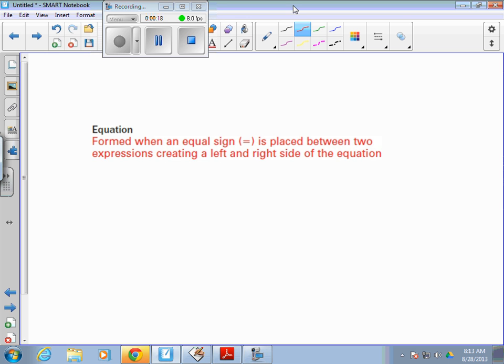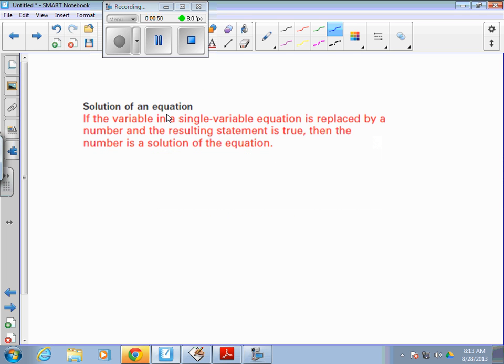The first one is an equation. An equation is formed when an equal sign is placed between two expressions. That's the key right there: an equation has an equal sign. There's something on the left, something on the right, and an equal sign in the middle. That's the difference between an equation and the expressions we've been looking at up till this point. 2x plus 1, that's an expression. 12 times 3, that's an expression. When you put an equal sign in the middle of them, it becomes an equation. So in order to have an equation, it has to have an equal sign.